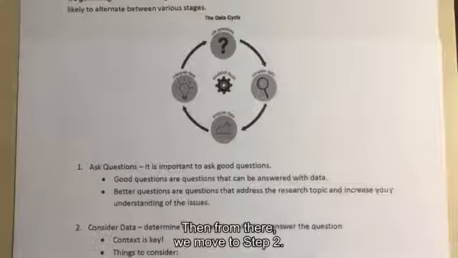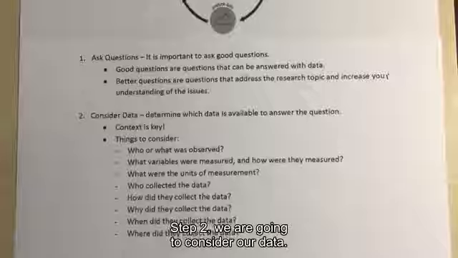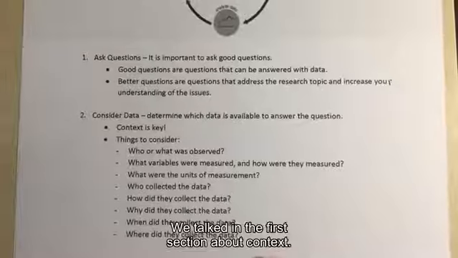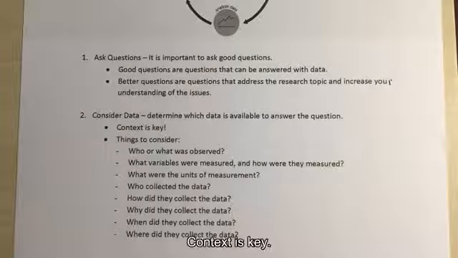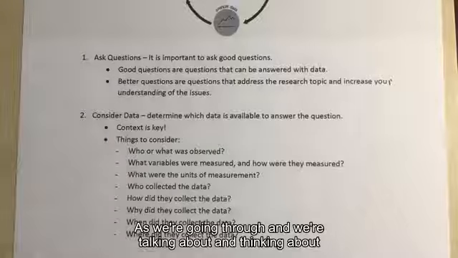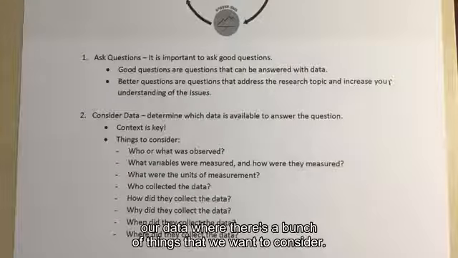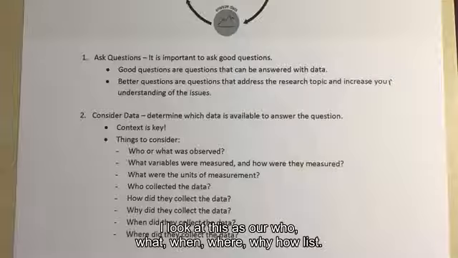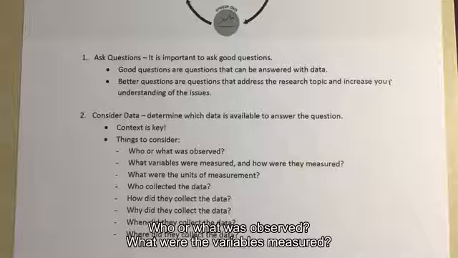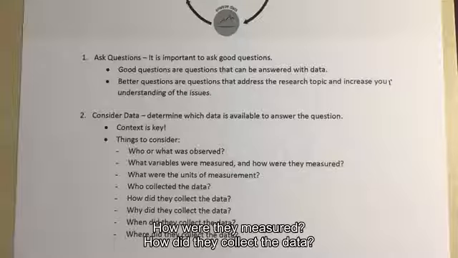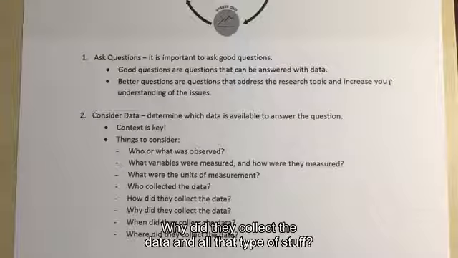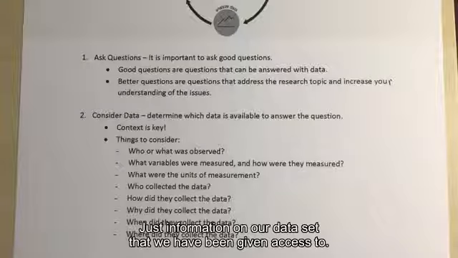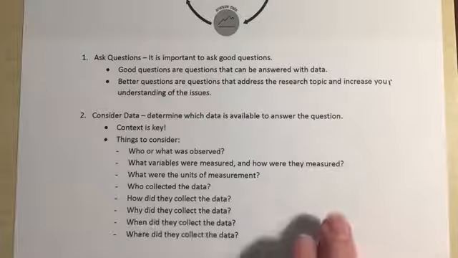Right, then from there we move to step 2. Step 2, we are going to consider our data. Right, we talked in the first section about context. Context is key. So as we're going through and thinking about our data, there's a bunch of things that we want to consider. I kind of look at this as our who, what, when, where, why, how list. Right, who or what was observed, what were the variables measured, how were they measured, how did they collect the data, why did they collect the data, and all of that type of stuff. So just information on our data set that we have been given access to.